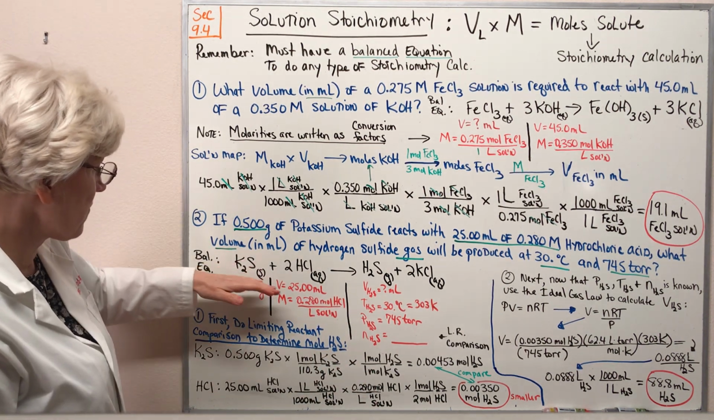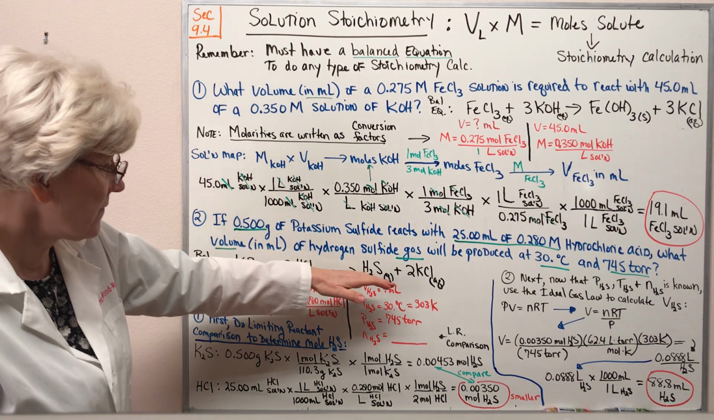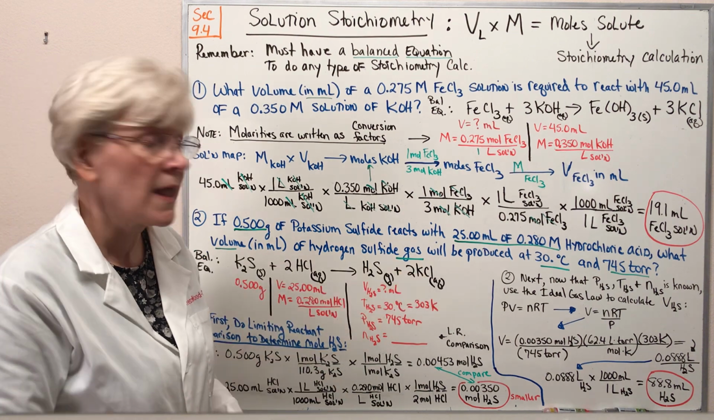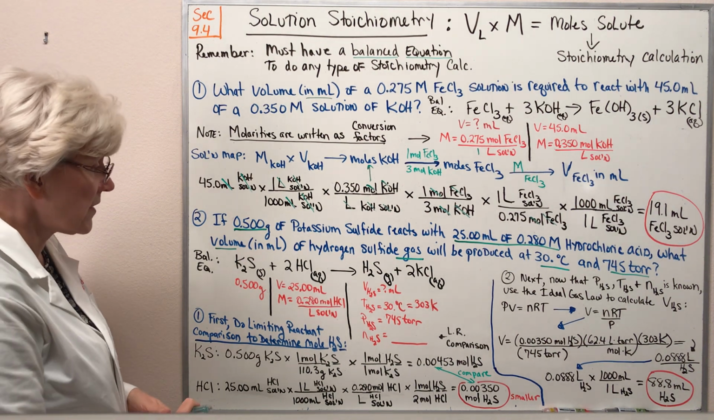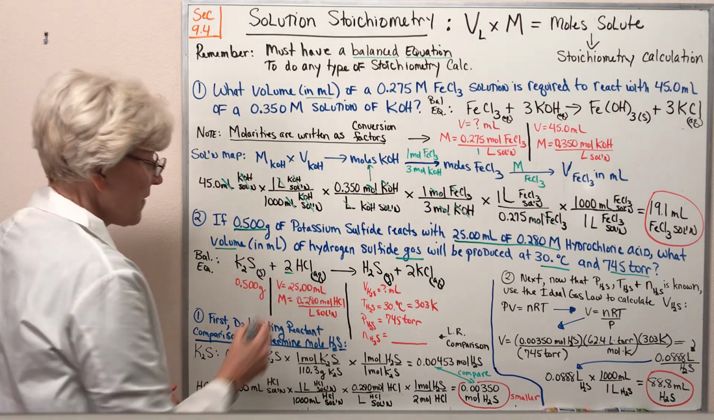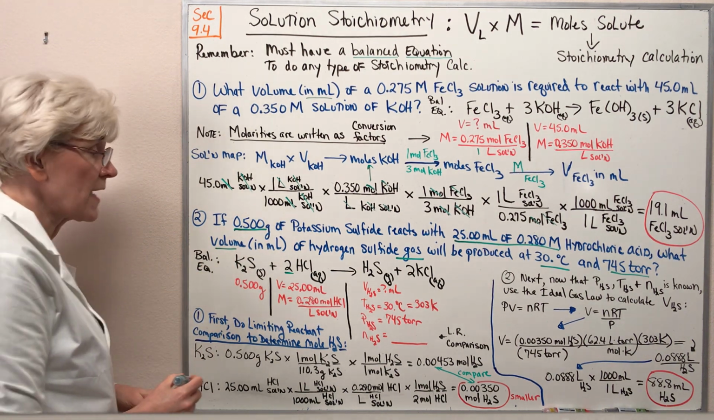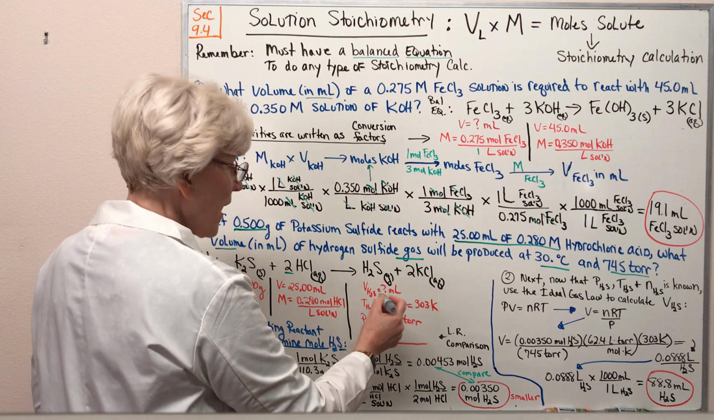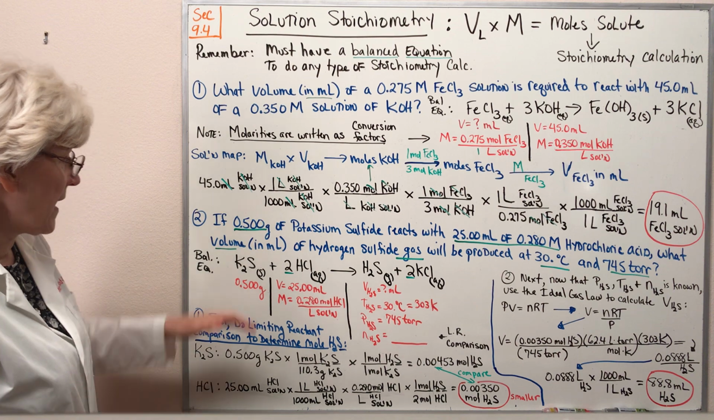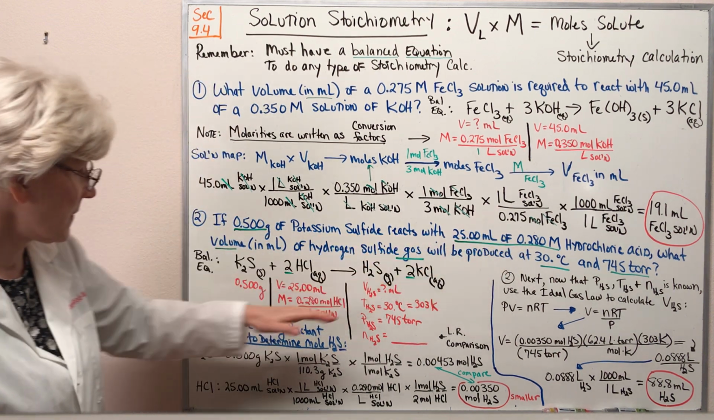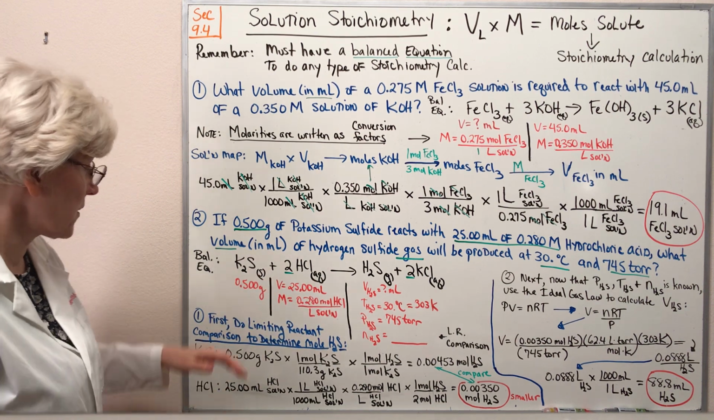So potassium sulfide solid is reacting with hydrochloric acid in solution to give you hydrogen sulfide gas and potassium chloride as your other product. Balancing the equation, we have 2 moles of hydrochloric acid reacting with 1 mole of potassium sulfide, and we make 1 mole of hydrogen sulfide and 2 moles of potassium chloride. I've taken the information in the problem and labeled it below its appropriate substance in the equation.